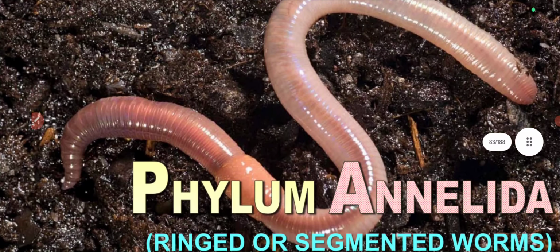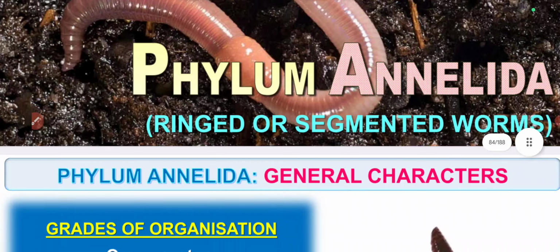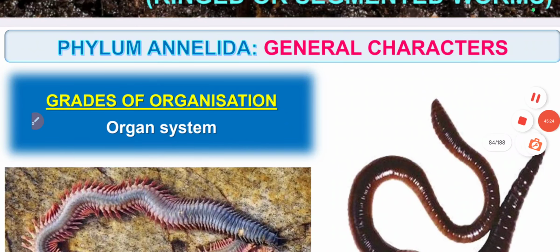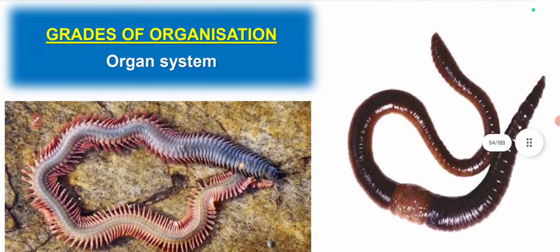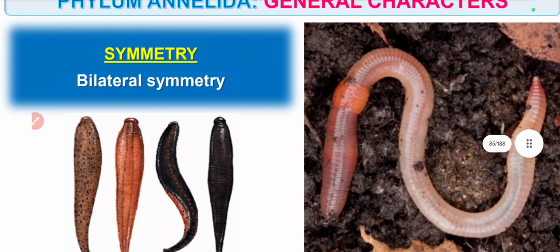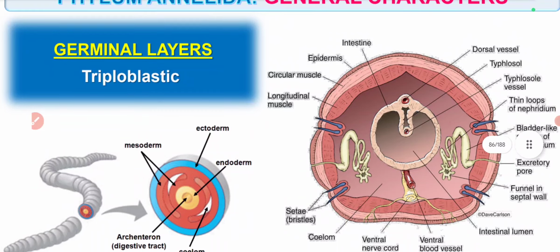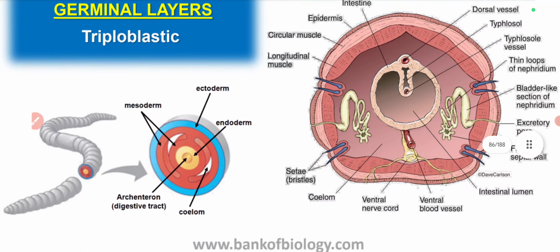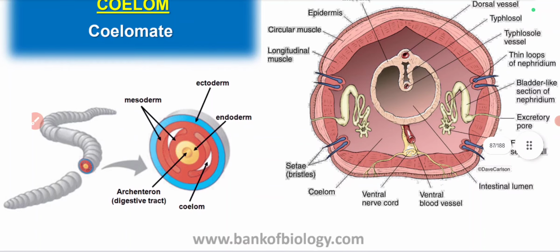Now coming to the next phylum, phylum Annelida, or ringed or segmented worms. General characters: grade of organization is organ system level. Symmetry is bilateral, as you can see in the diagram. Germ layer is triploblastic, meaning ectoderm, mesoderm and endoderm are all present. Coelom is also present, meaning they are coelomate animals.